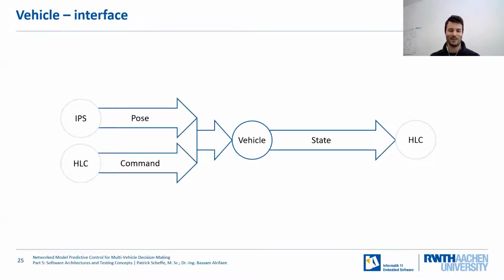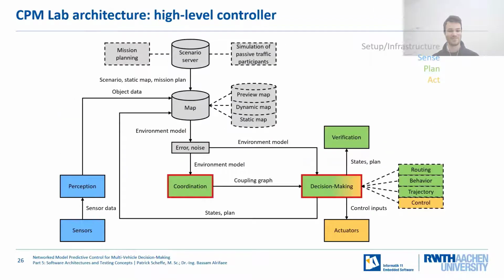So here's the vehicle again as it interfaces with the other components in the lab. It gets the pose from the IPS, and it receives its commands from the high-level controller, and it sends the states back to the high-level controller. And now we need to worry about how we determine this command, which is basically what interests you most.